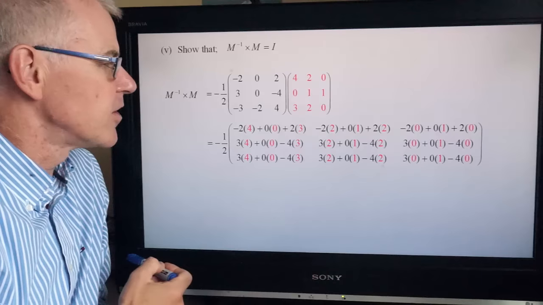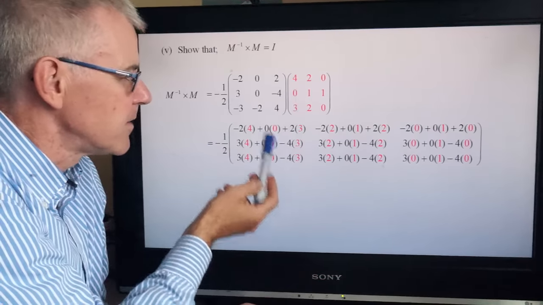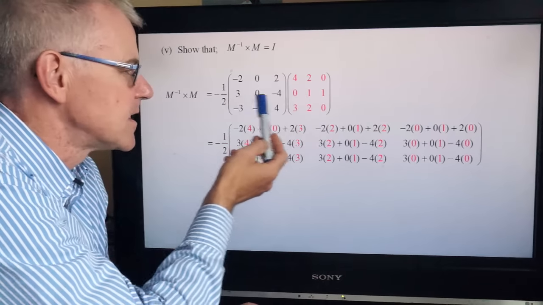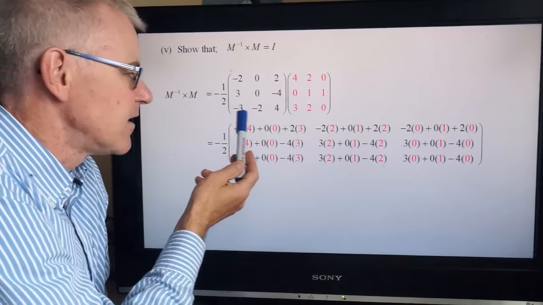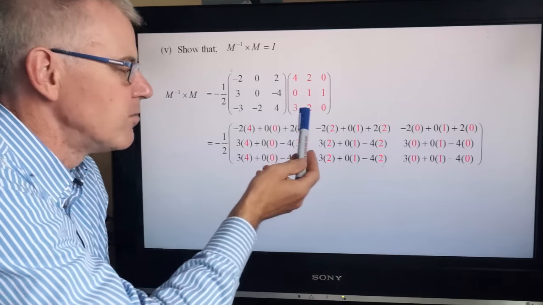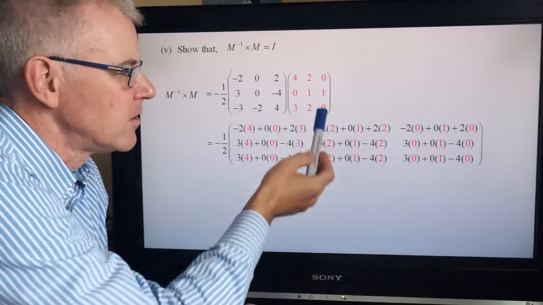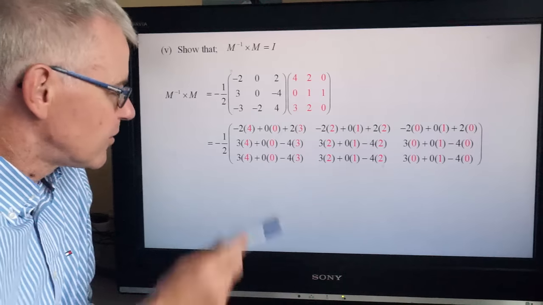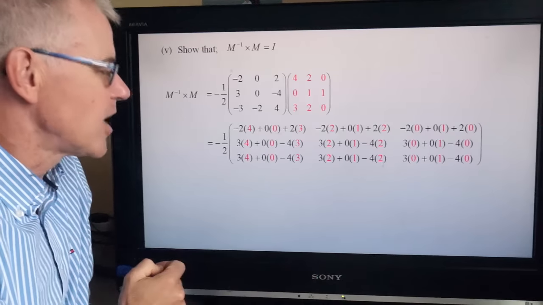So we do this for the other rows and columns. It will be the second row times the first column to give us this element, the second row times the second column to give us this element, the second row times the third column to give this element, and then finally the last row by the first column to give this element, the last row by the second column to give us this element, and the last row by the third column to give us this element. And if we multiply these out, these should all work out to be 2, 2, 2 in the leading diagonal. So let's just check one or two of them.